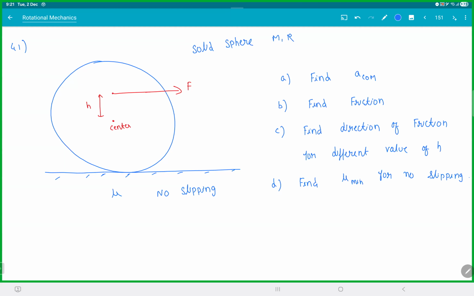How did you get 5F by 7M without h? So you're saying your answer is independent of h? You know how to do questions, you just don't read them. You want to finish fast. Don't do that. Good thing you're not a doctor.